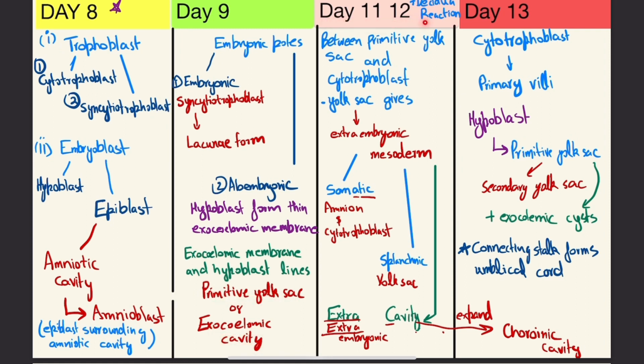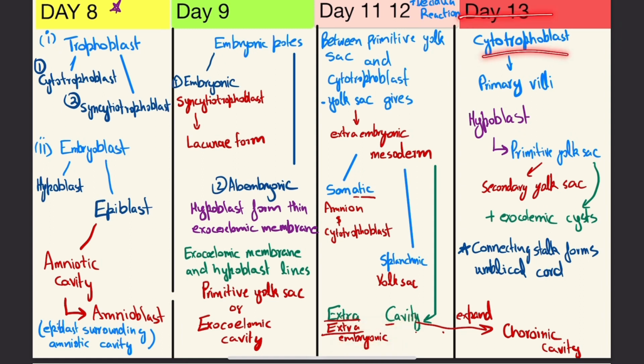At day 11 and 12, there is a decidual reaction between the primitive yolk sac and cytotrophoblast. The yolk sac gives extra embryonic mesoderm, which can be somatic, which we discussed earlier, between the amnion and cytotrophoblast, and splanchnic, which is around the yolk sac, and the extra embryonic cavity.